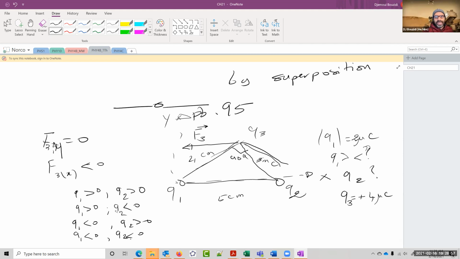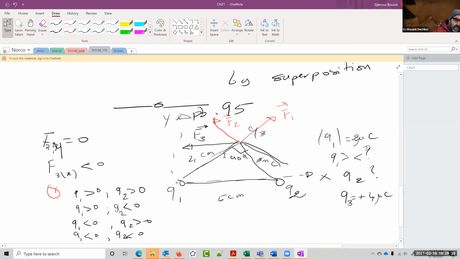So they start to sketch the forces F1 and F2 on Q3. Let me grab a different pen, a red one, and draw the first scenario. In the first scenario, Q1 is positive and Q3 is positive, so F1 must be a repulsive force. And F2 also is a repulsive force, because Q2 is positive and Q3 is positive. Now scenario number 2: Q1 is positive and Q2 is negative. Q1 is positive, so it's still the same F1, but Q2 is negative.